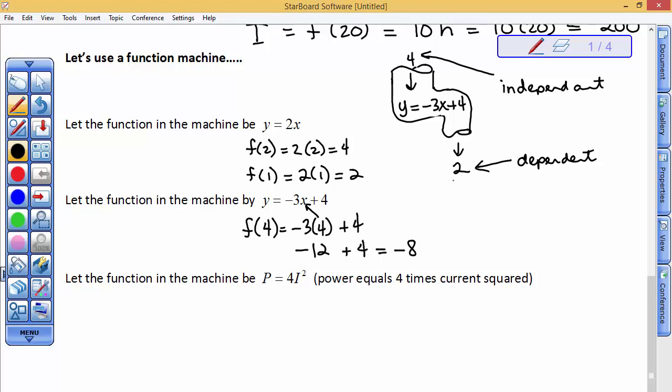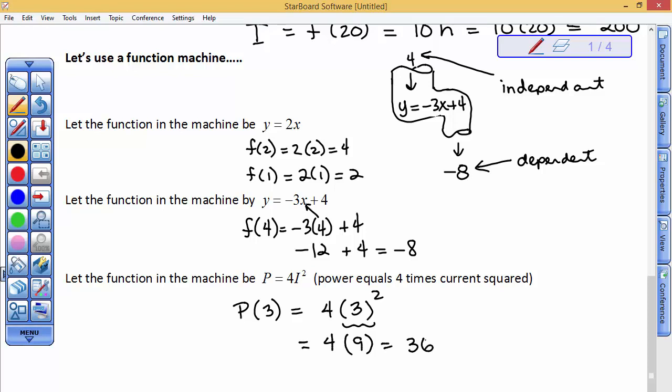Let's do it with this equation. If I were to ask you to put in a value for i of 3, I'm asking you to take 4 times i squared, or put a 3 in here for i and square it. Order of operations says to do the exponents first, so 3 squared is 9, and then to do the multiplication, and so the output would be 36. In every one of these cases, an answer in gave us only one answer out.